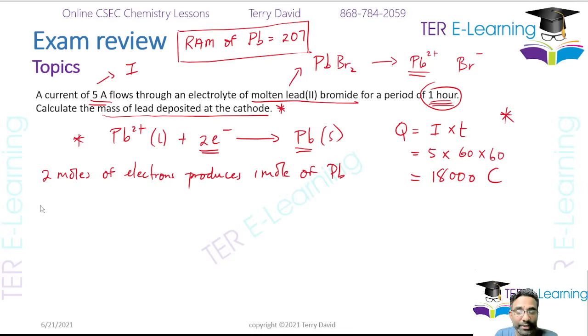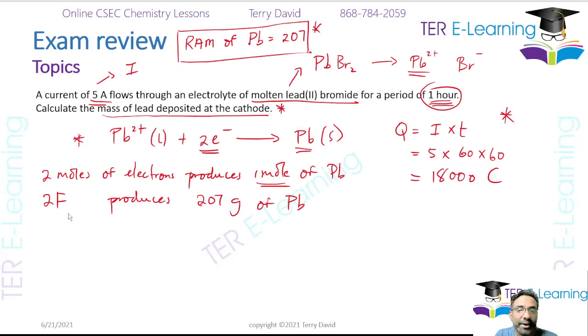Now the thing is, we need to convert. On the left hand side, it's 2 moles, so we can say 2 Faradays produces. Since you know the mass of 1 mole of lead is this figure here, 207, I can convert this moles to grams one time. So 2 Faradays produces 207 grams of lead. We're not there at the final answer yet.